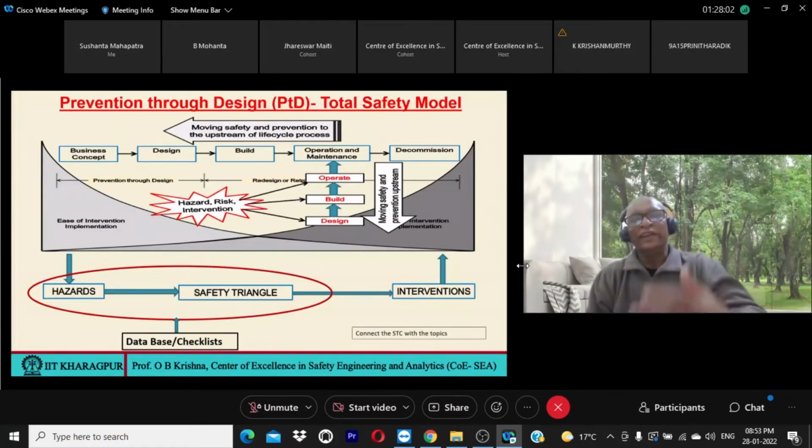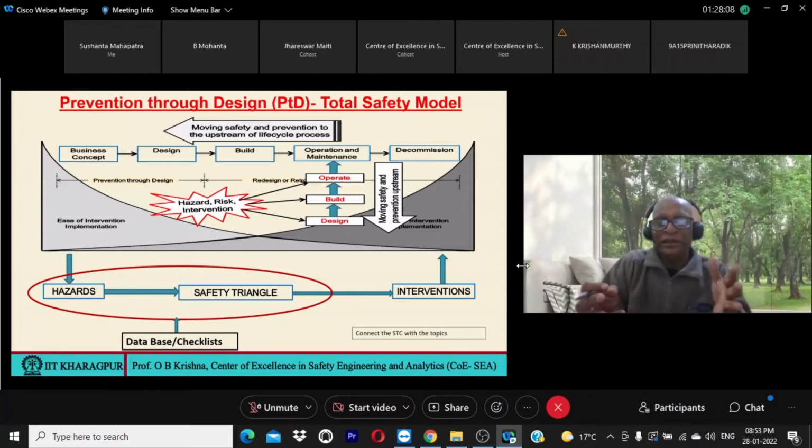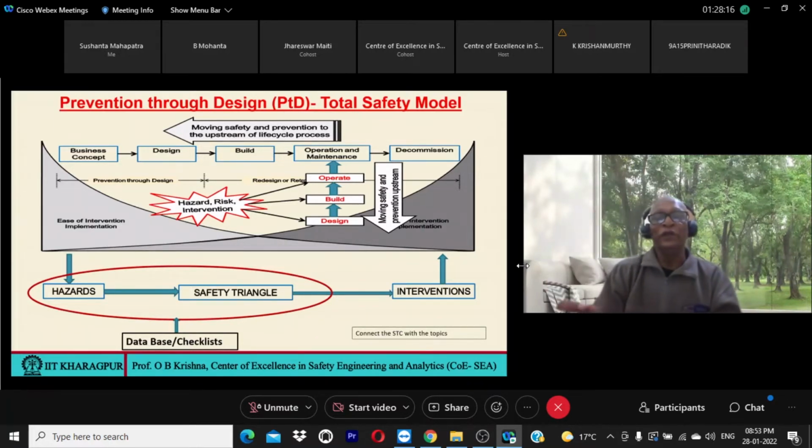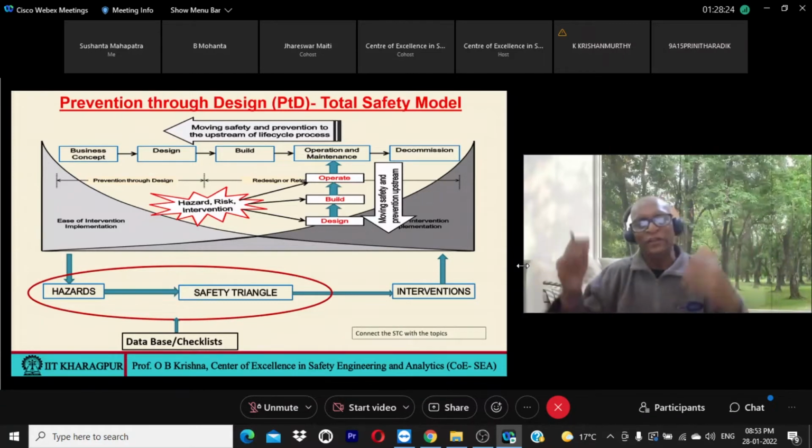Now let me take you to the PtD model. IIT has contributed a lot in developing this model. Of course, there were fundamental models developed. We have developed on those existing models with the whole experience. IIT has been working for the last 25 years in the safety field.